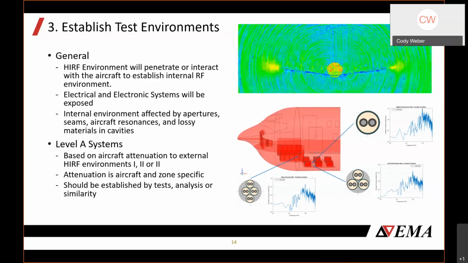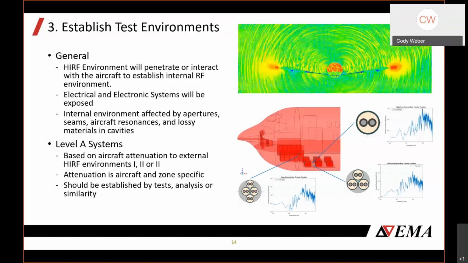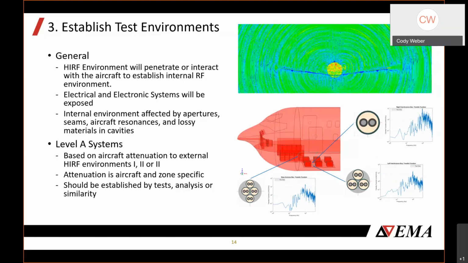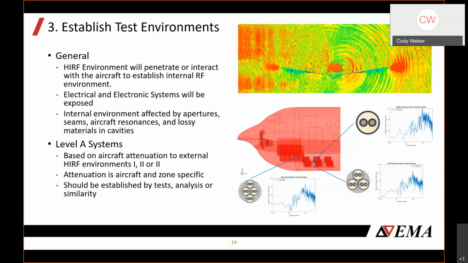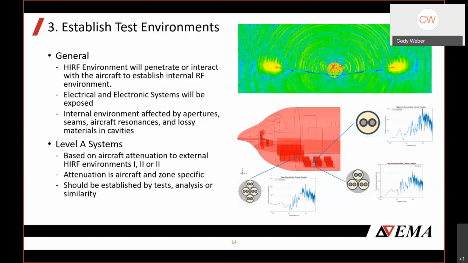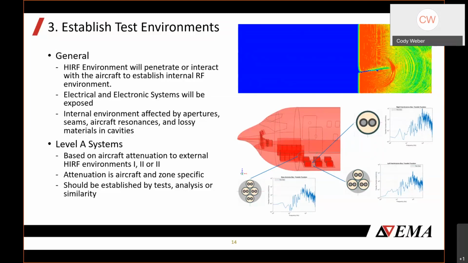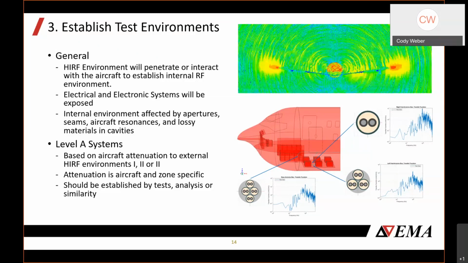There could be structural design associated with your aircraft that separates that zone from other zones of your airplane. Essentially what you have to do is go in and understand, for your specific zones, what attenuation is provided by the design of your aircraft. This is typically done through testing, analysis, or similarity. Some of what we'll be talking about today is using analysis to establish these environments in your aircraft.